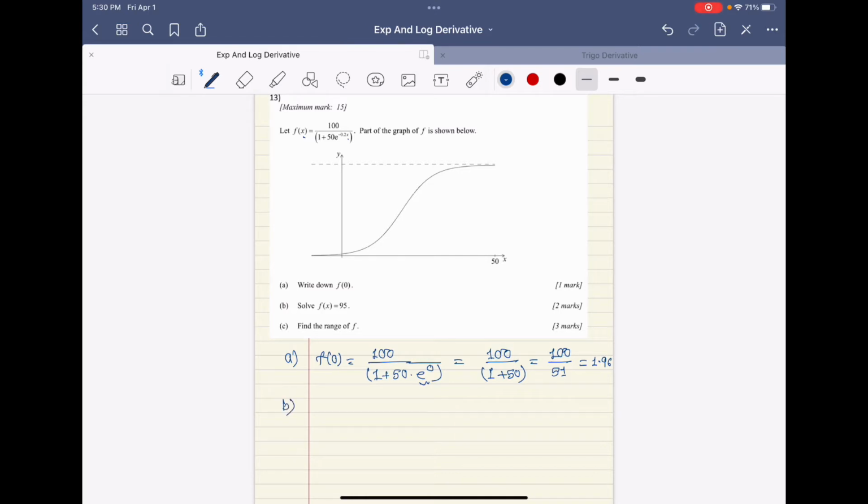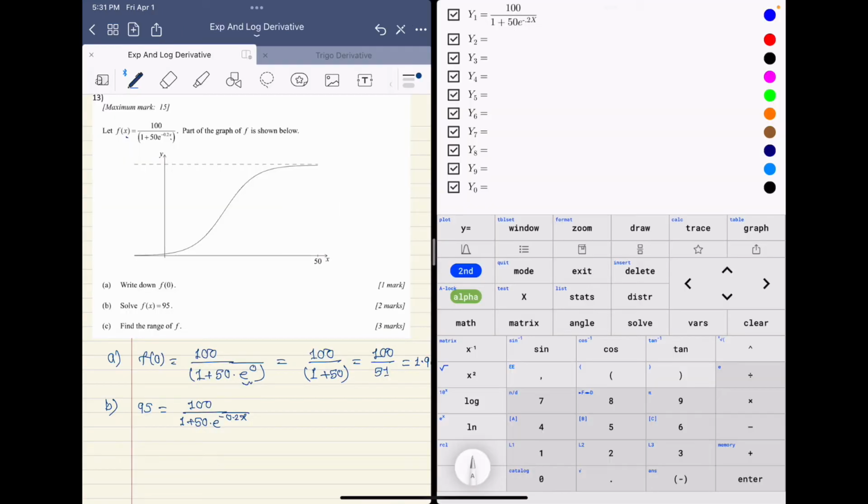Second, solve f of x is equal to 95. So f of x is equal to 95, so we equate the function with 95, which is 95 is equal to 100 over 1 plus 50 times e raised to minus 0.2x. Now this problem cannot be solved without using a calculator. As I can see from this graph, the maximum limit is 50 and they are taking some lower limit also.